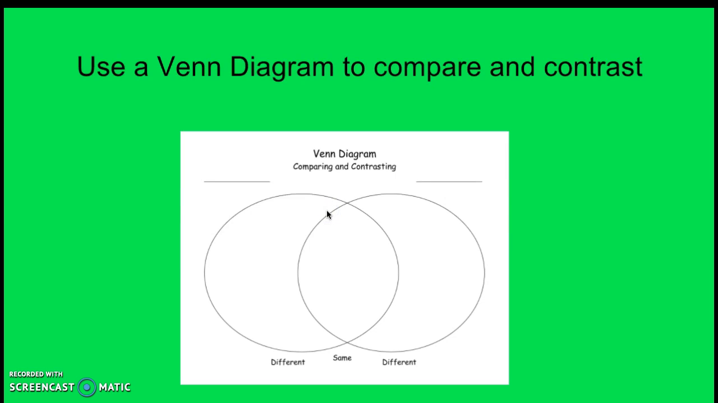We use a Venn diagram to show how things are similar and different, or to compare and contrast. So in the middle, you would compare and write down what they have in common. And on the outsides, you would write what they don't have in common, or you would contrast.